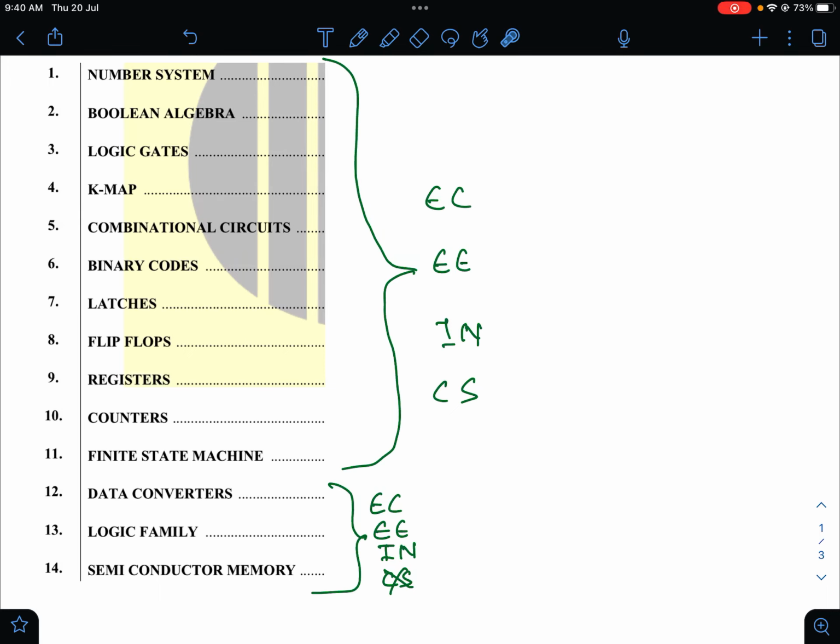Hi students, let us make a complete detailed analysis on the subject digital electronics from GATE exam point of view. Basically, we are going to see the syllabus content of the course, its weightage in the GATE exams, and what are the pattern of questions we are getting in GATE exam. So these are three main factors, students.